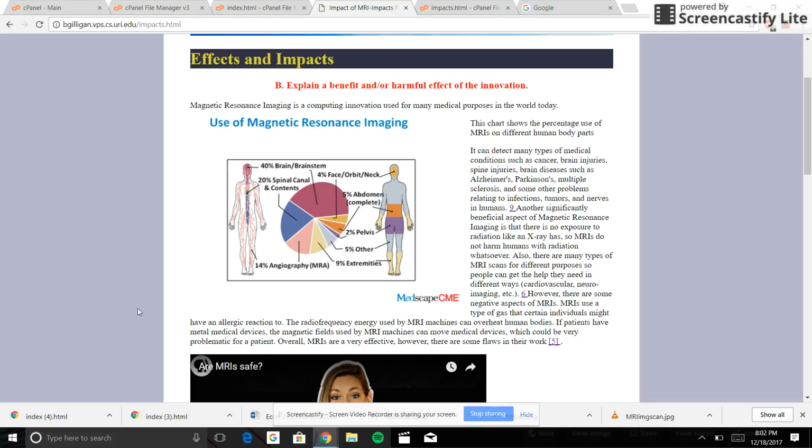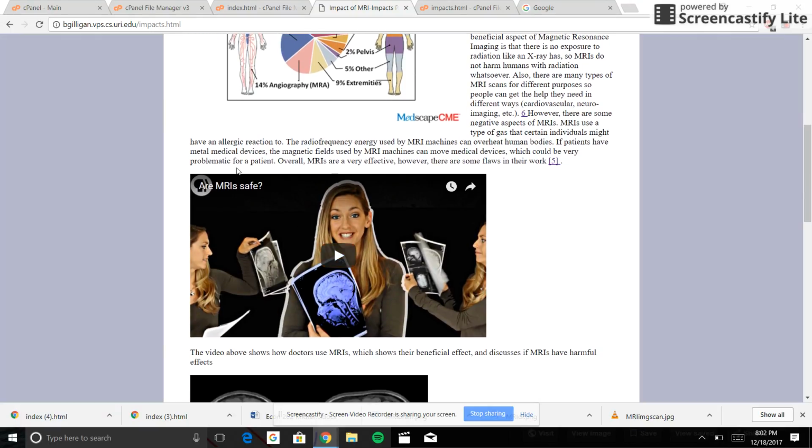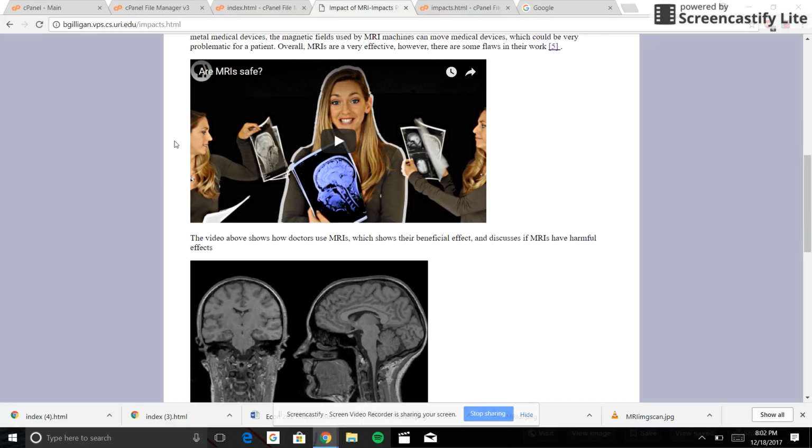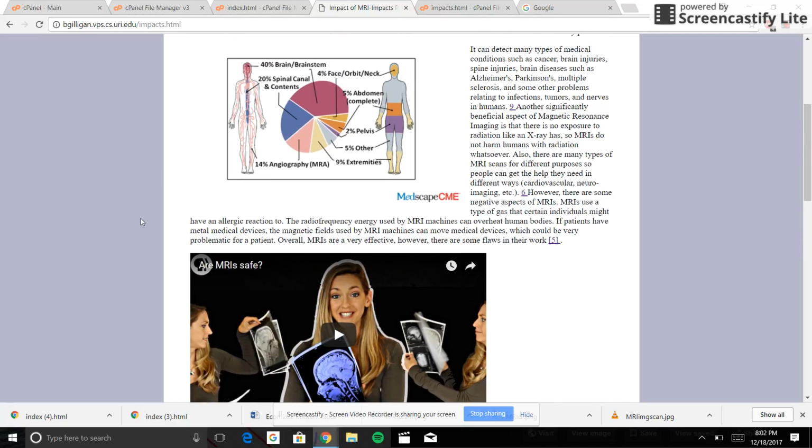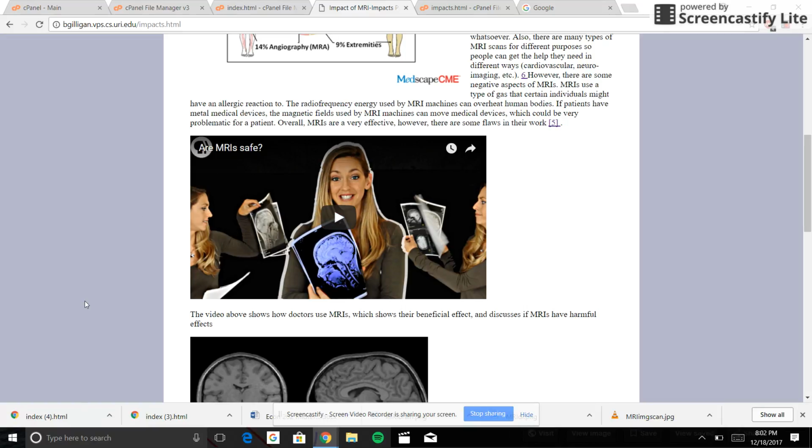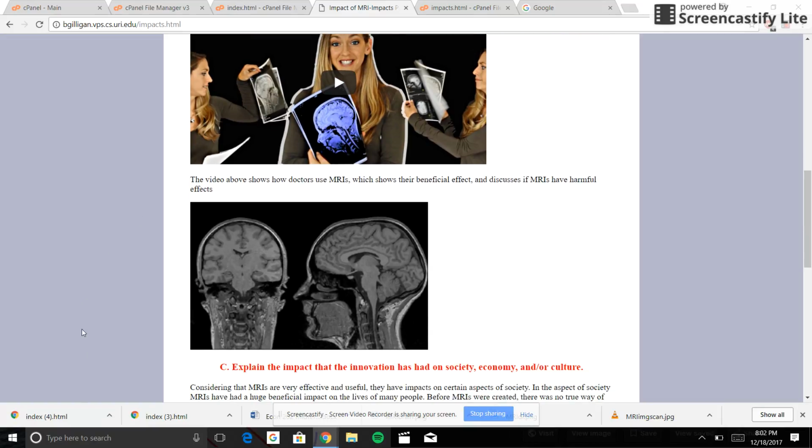nerves in humans. Some problems relating to it is there's a type of gas that certain individuals might have an allergic reaction to. Also, the radio frequency used by MRI machines can overheat human bodies. And if patients have like a pacemaker inside them, the magnetic fields are really strong, so that could be a problem. And this video relates to the passage above because it explains MRI's beneficial effects and discusses their harmful effects.